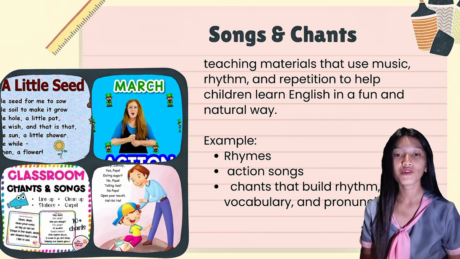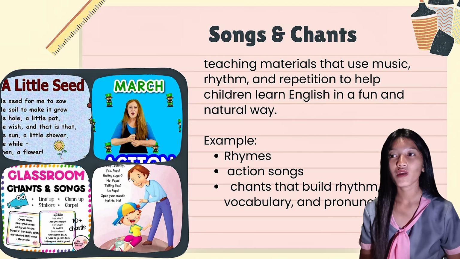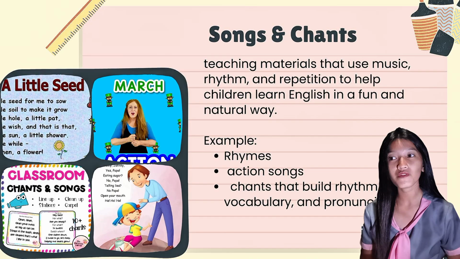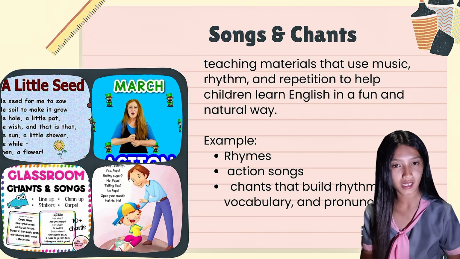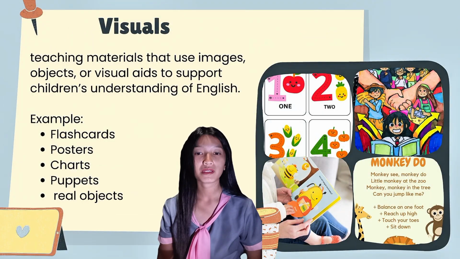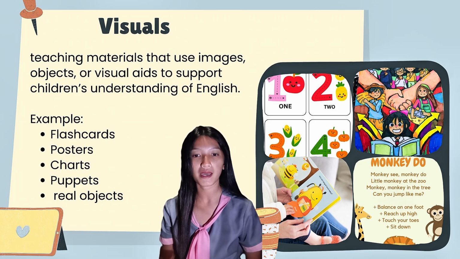Next, we have songs and chants. This is the use of music, rhythm, and repetition to make learning fun and memorable. Examples of these are nursery rhymes, action songs, and chants, and the purpose of this is to improve listening, pronunciation, and memory retention while keeping learners engaged. Next, we have visuals. These are materials that rely on images and physical objects to support comprehension. We have flashcards, posters, charts, puppets, or real objects. The purpose of this is to make abstract concepts concrete and help visual learners understand better.